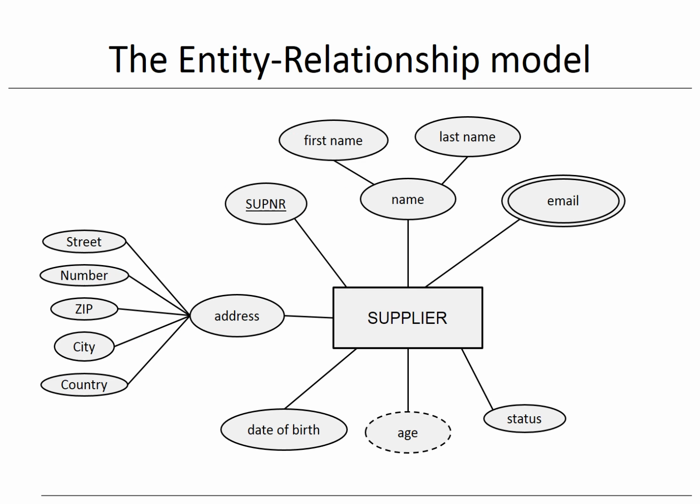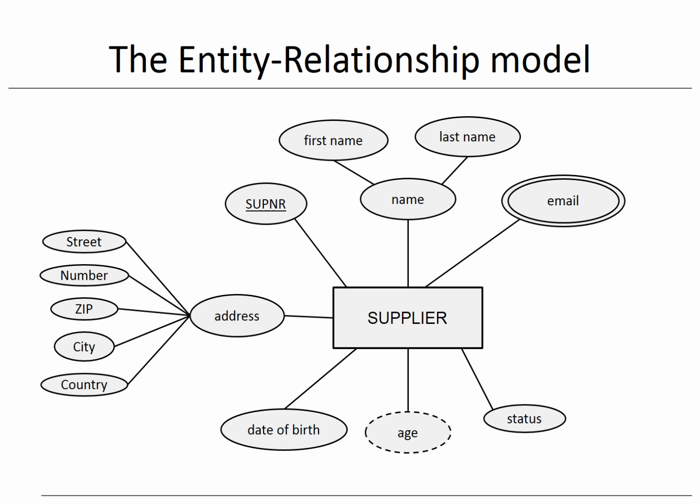Here you can see this illustrated. We have an entity type supplier. Note that entity types are represented as rectangles in the ER model. Attribute types are represented using ellipses. Address is modeled as a composite attribute type consisting of attribute types for street, number, zip, city, and country. Supplier number is underlined since it is the key attribute type.